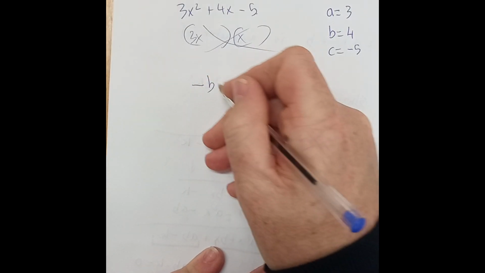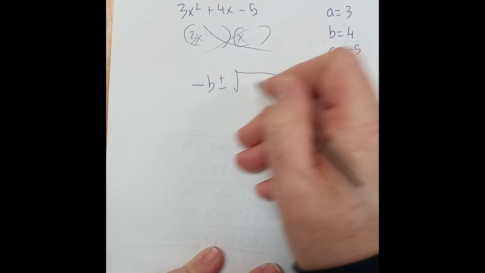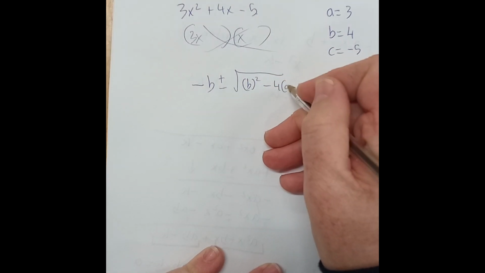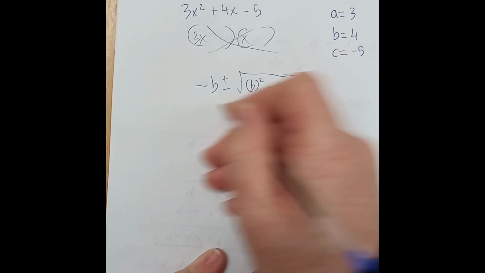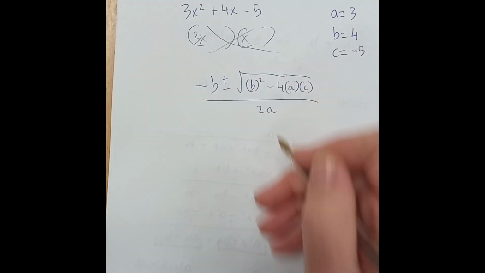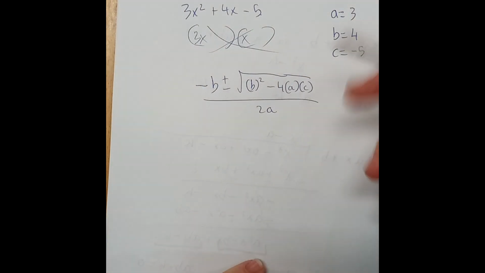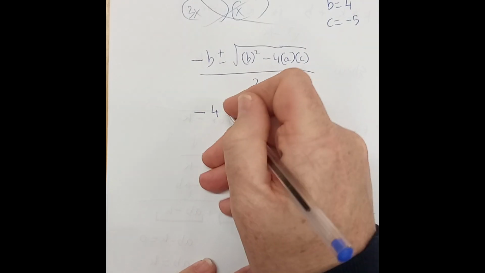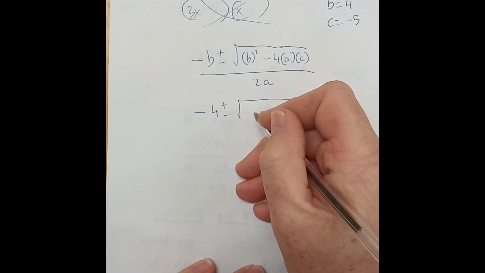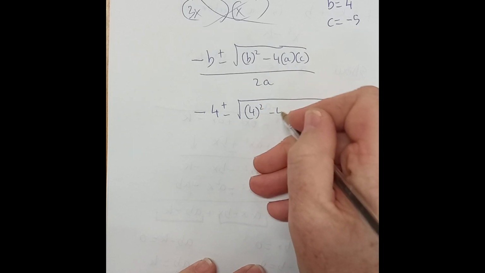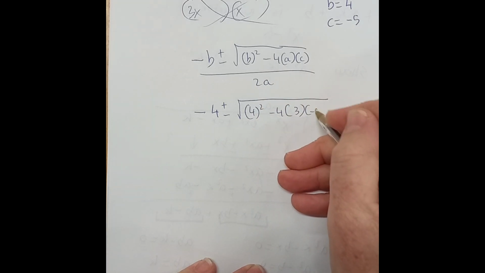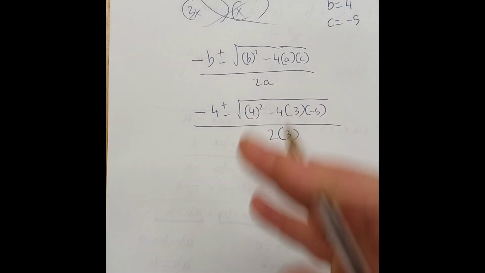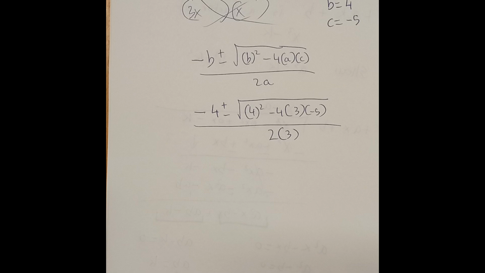So let's look at the formula. Minus b, that's built in. Plus or minus, they're built in. The square root of b squared minus 4ac, that's built in, all over 2 times a. So I'm going to fill it in. Minus 4 plus or minus the square root of 4 squared minus 4 times 3 times minus 5, all over 2 times 3.